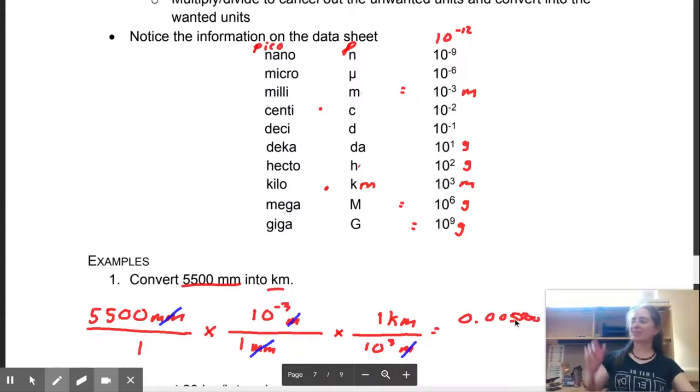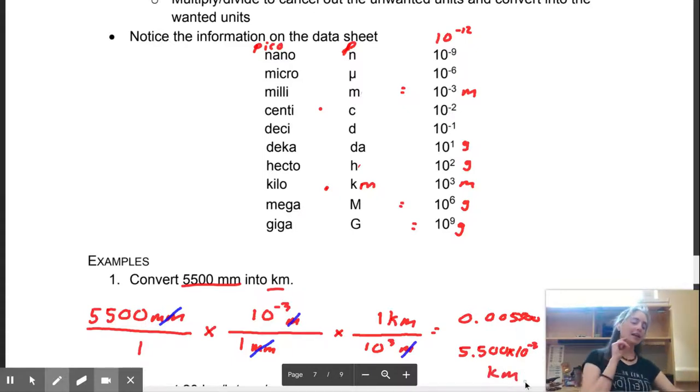Well, that's not. So what we do is we are going to put this into sig digs, okay, scientific notation. So when we look at this, I've got 4 sig digs, so I need to have 4 sig digs. So 5.500 times 10 to the power of 1, 2, 3, negative 3, and you write your units, kilometers.